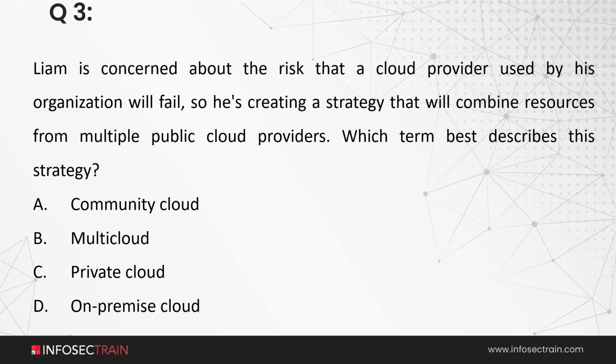Lem is concerned about the risk that a cloud provider used by his organization will fail. So he is creating a strategy that will combine resources from multiple public cloud providers. Which term best describes the strategy? So the question says he is creating a strategy. That's why it's a management question. He's creating a strategy that will combine resources from multiple public cloud providers. That means they are using only multiple public cloud providers. Okay, community means there should be other organizations. That's not there. Obviously, on-premise is not there because you're going for a cloud provider, and private is the same thing. The answer is multi-cloud. The answer is multi-cloud.